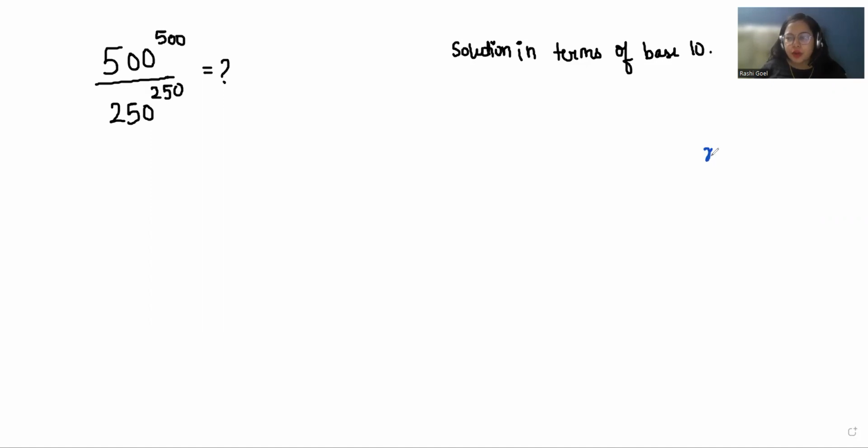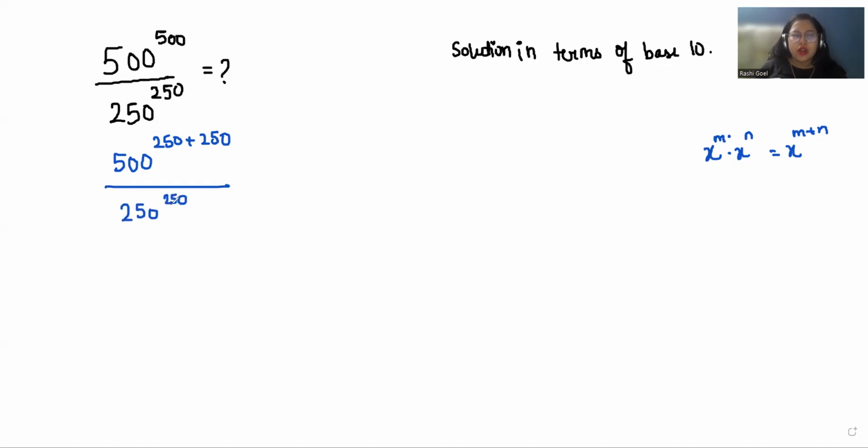According to the exponent rule, x power m times x power n, we can write it as x power m plus n. So here 500 power 500, we can break it as 500 power 250 plus 250, by 250 power 250. Now I'm going to use this exponent rule and we can write this as 500 power 250 times 500 power 250, by 250 power 250.